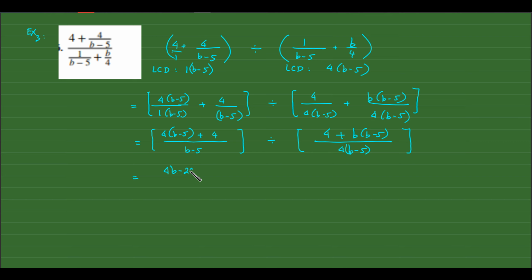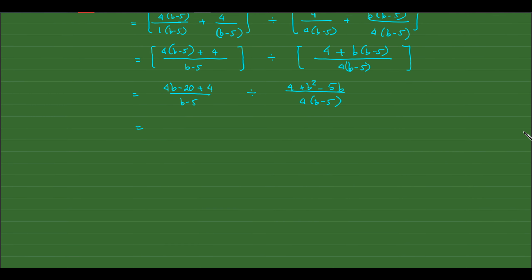So 4b minus 20 plus 4 over b minus 5 divided by, distributed, so it'll be b squared minus 5b over 4 times b minus 5. Alright, so this one, what does it give you? So go ahead and combine like terms. So you have 4b minus 16 over b minus 5, right? Divided by this b squared minus 5b plus 4 over 4 times b minus 5.